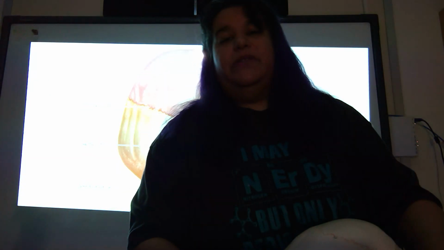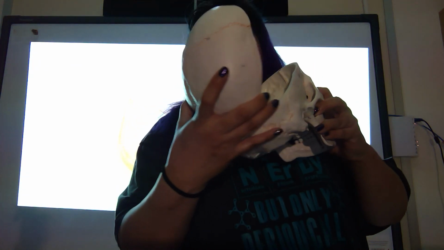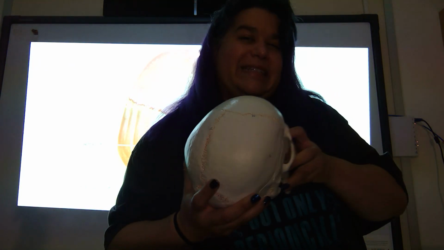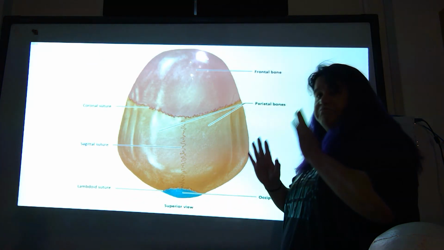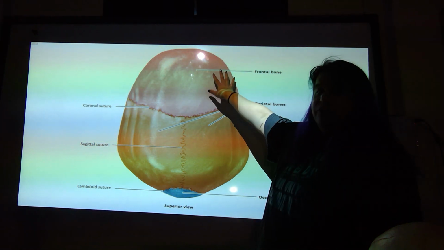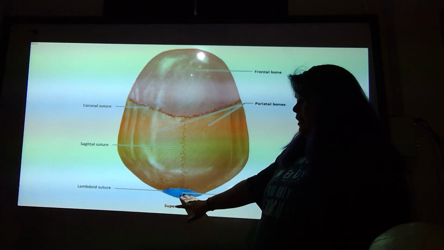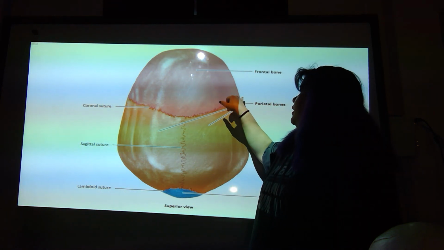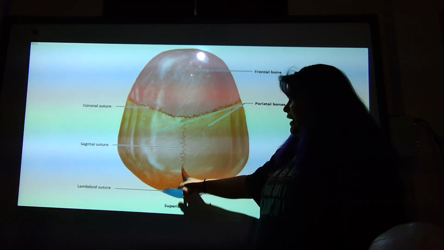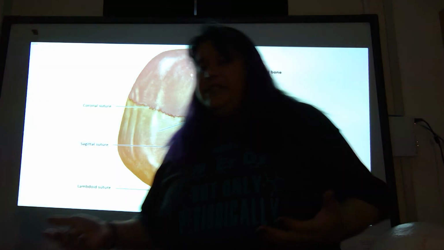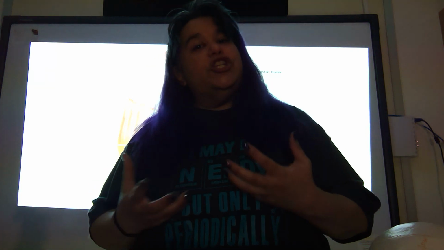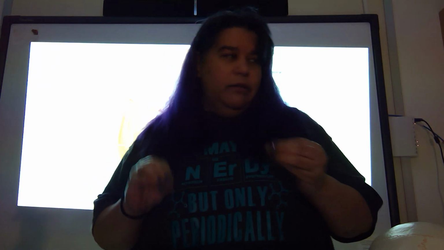Now, this is the top of the skull. It's magnetized, so the magnets aren't holding very well. So here's the front, here's the top. This is what we're looking at. Again, nothing new. Frontal bone, parietal bone, occipital bone, coronal suture, sagittal suture, lambdoid suture. We've discussed this already. This isn't new information. It's just a new angle. Again, don't panic. Okay.